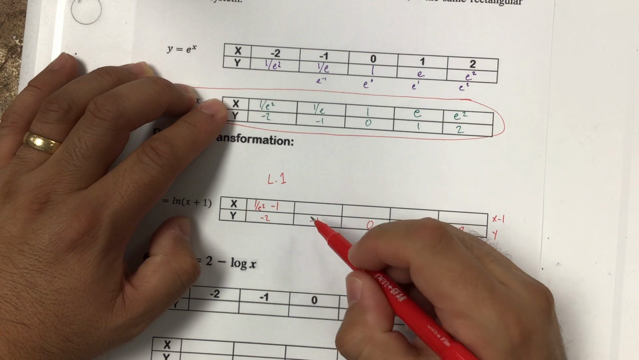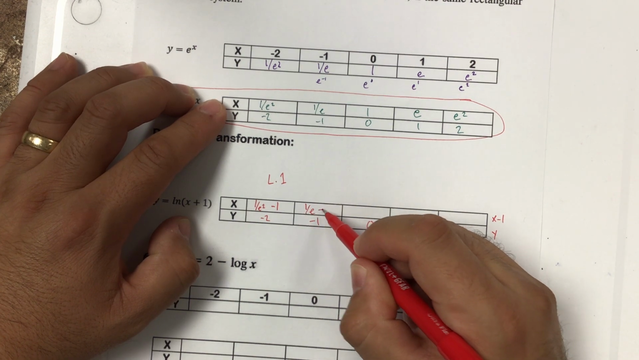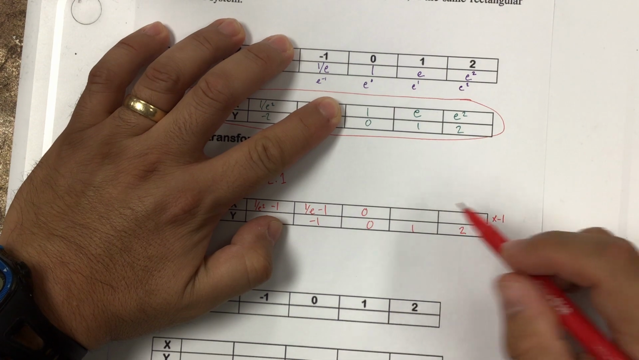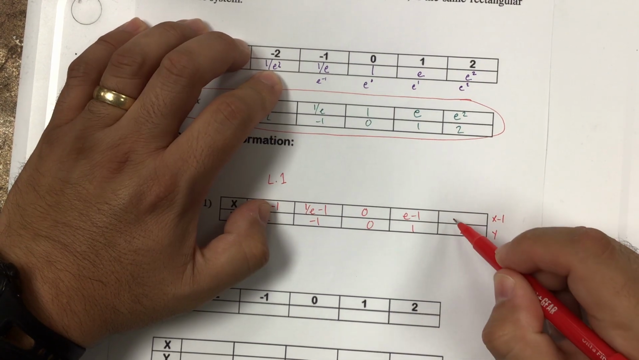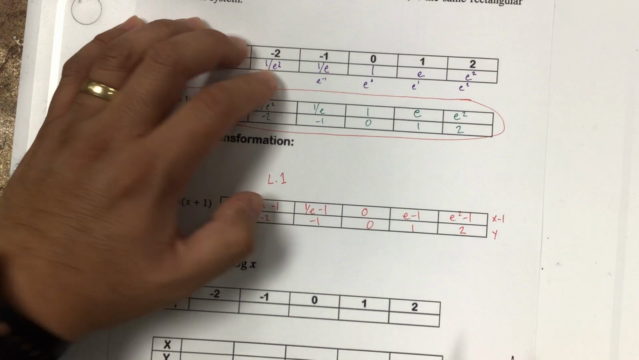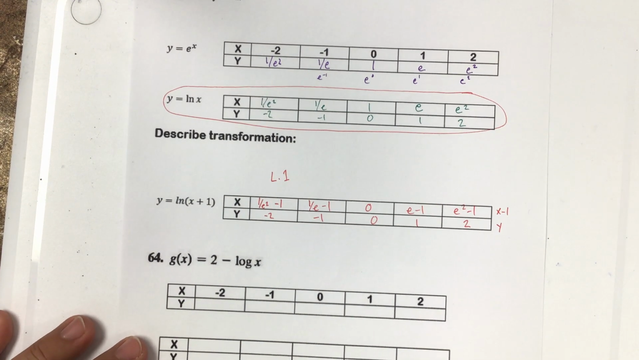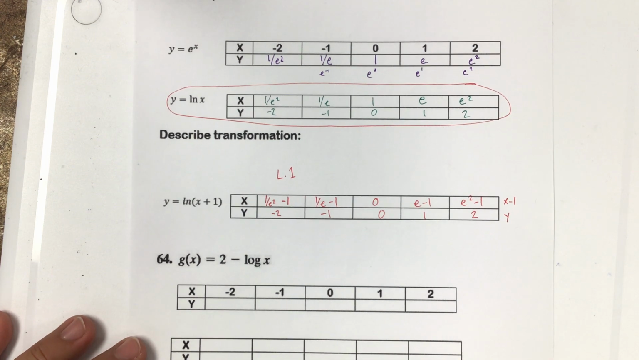So what would be my next one? 1 over e minus 1. And now we get to the actual numbers. What's 1 minus 1? And then we're back over here. E minus 1, and there you go. Questions? All good? All right, we're down to the last, is this the last example? All right, here we go.